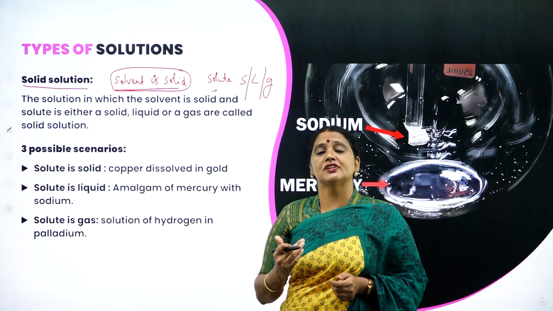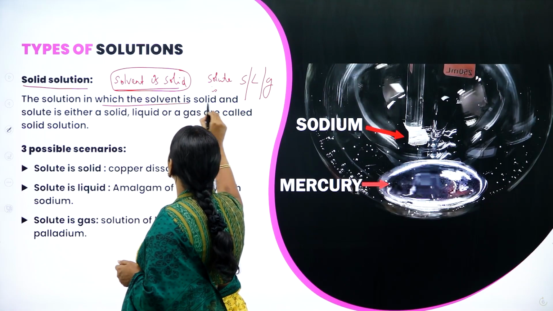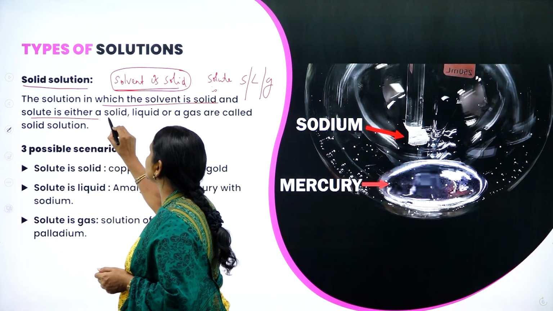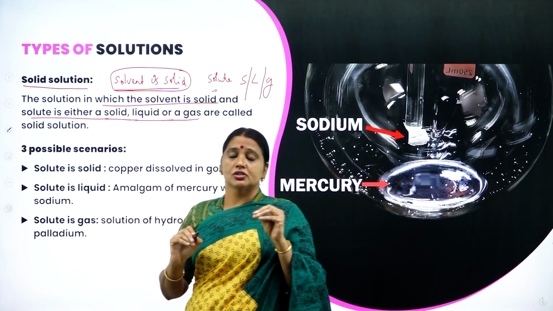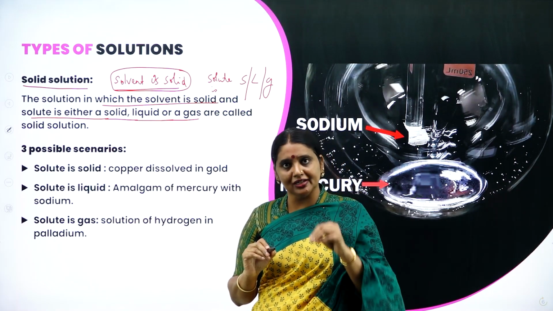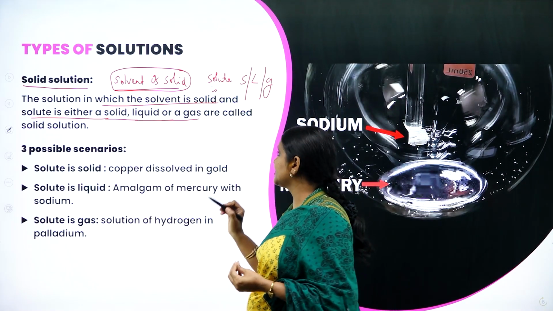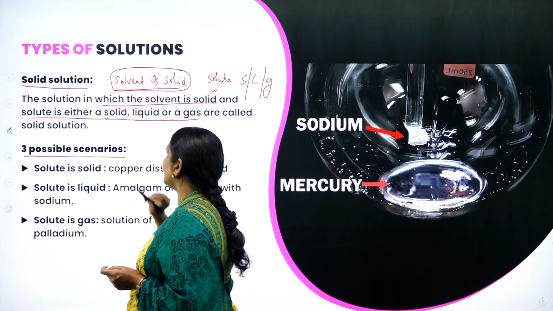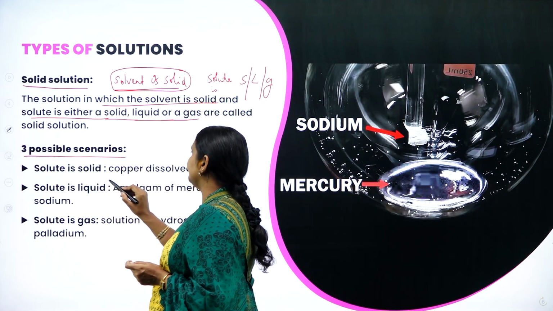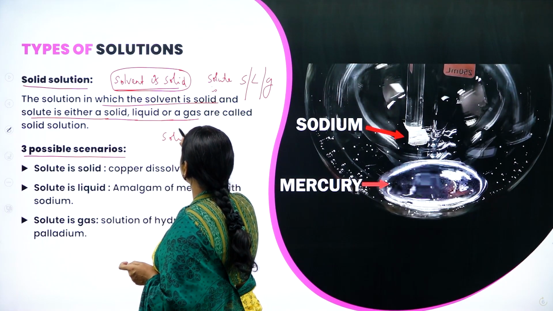What is the definition of solid solution? A solid solution is one in which the solvent is solid and the solute is either solid, liquid or gas. What will the solvent be? It will be solid. Solute is solid, liquid or gas. So, three possibilities: solute is solid. That means the solvent is solid. Now it is solvent.